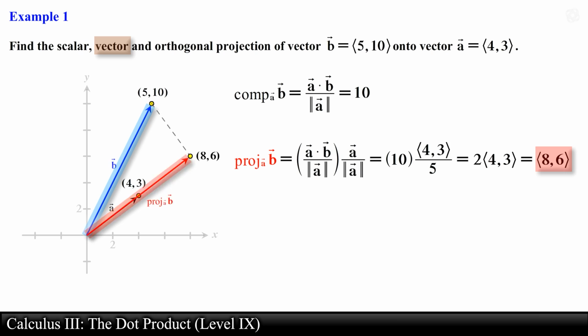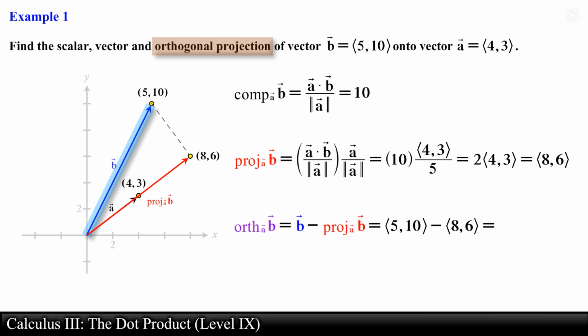Notice that this vector points in the same direction as vector A and has a magnitude equal to 10, the same value as the scalar projection. Finally, we use this vector to find the orthogonal projection of vector B onto vector A. So we take vector B and subtract the vector projection from it. Doing that and simplifying, we obtain the following vector for the orthogonal projection.